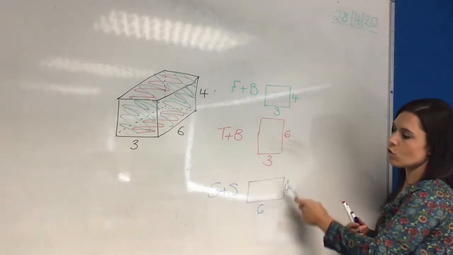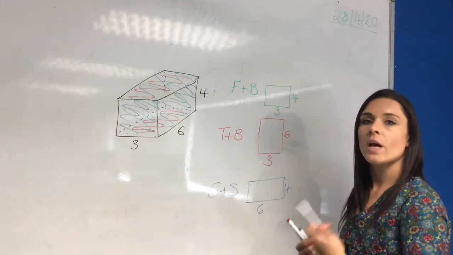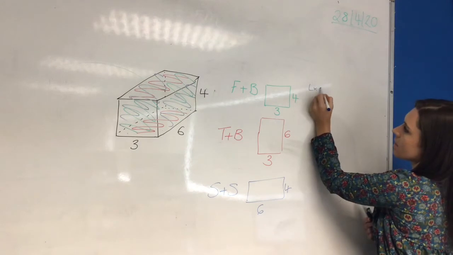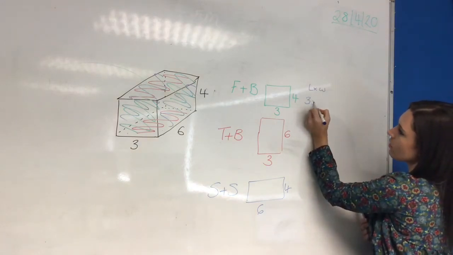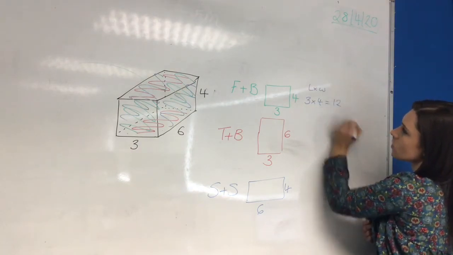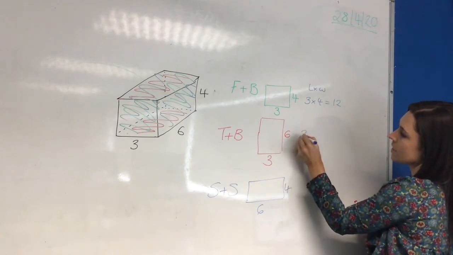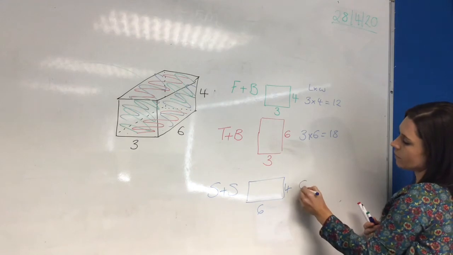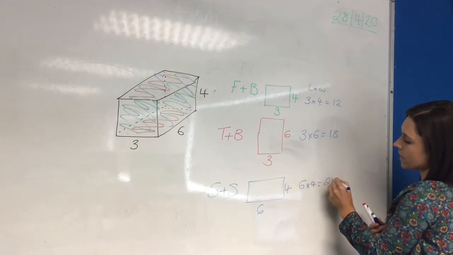Once you've got your 3 pairs, you can then work out the area of each of these rectangles. Length times width, remember? So 3 times 4 is 12. 3 times 6 is 18. 6 times 4 is 24.